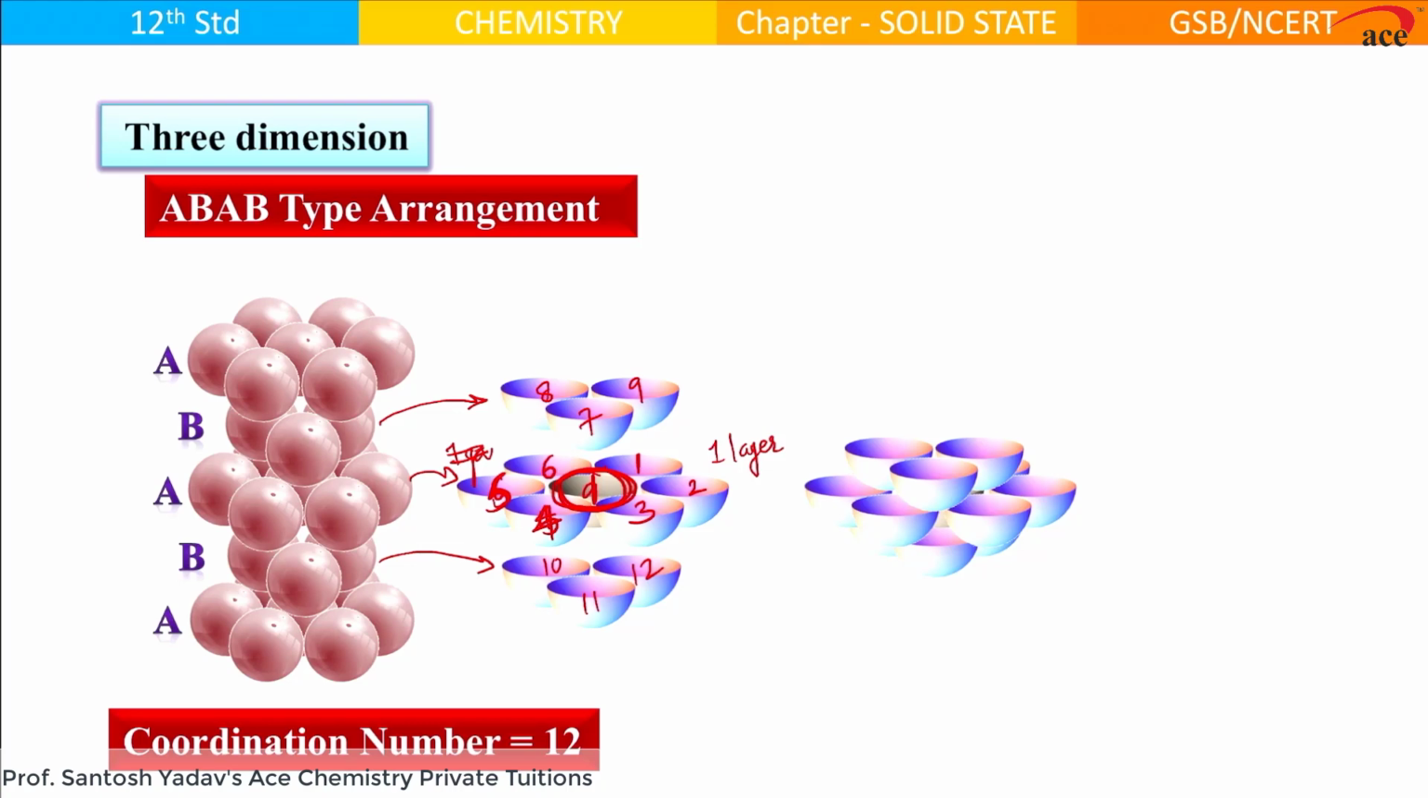So, what is the name of the unit cell? The name of the unit cell is hexagonal close packing, and the space lattice is known as AB 3-dimensional packing.